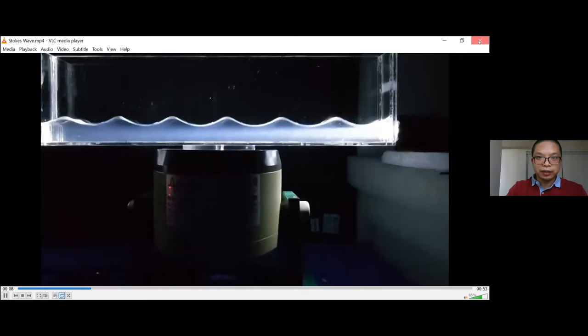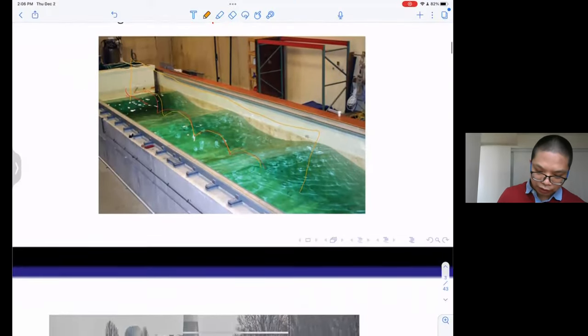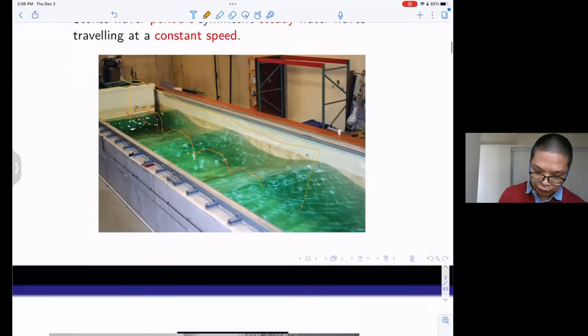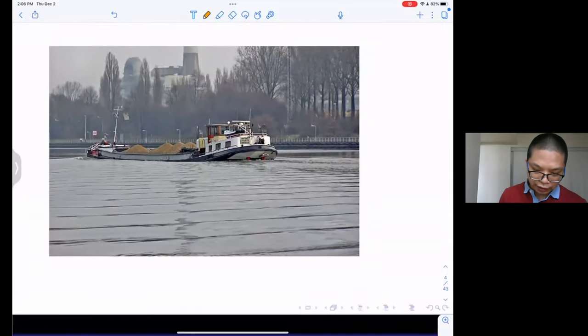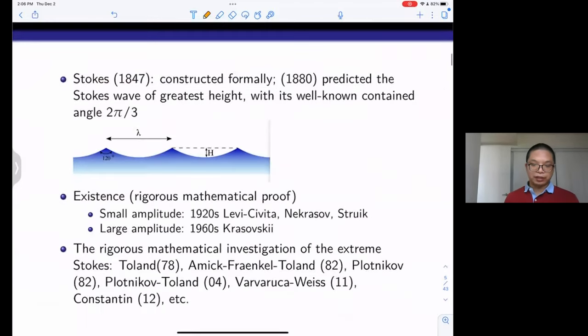All right. Let me go back to my slides. A typical phenomenon in daily life, for example, I got this picture from Wikipedia. This kind of periodic wave phenomenon can be viewed as more or less like a Stokes wave. Okay, then let me show you the picture.